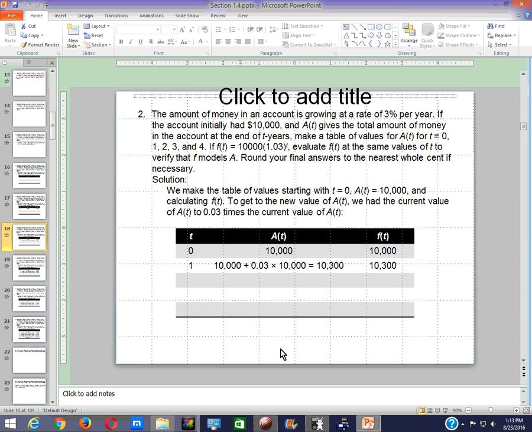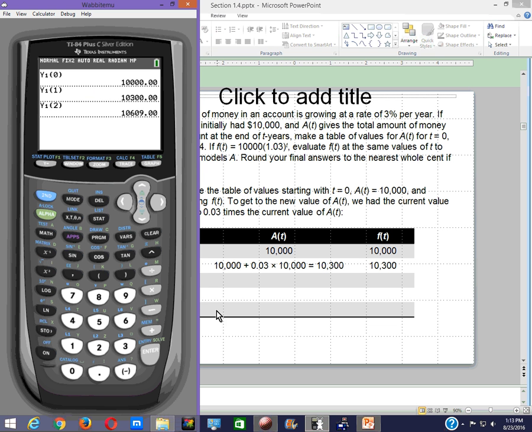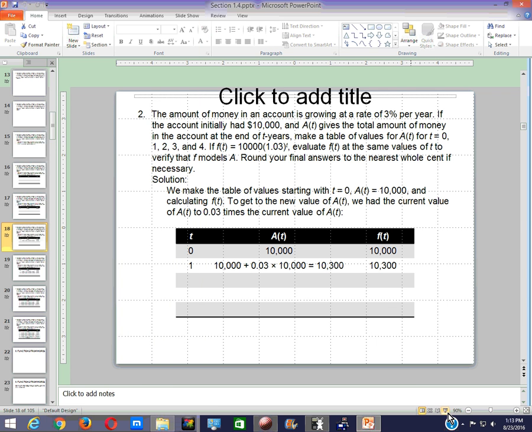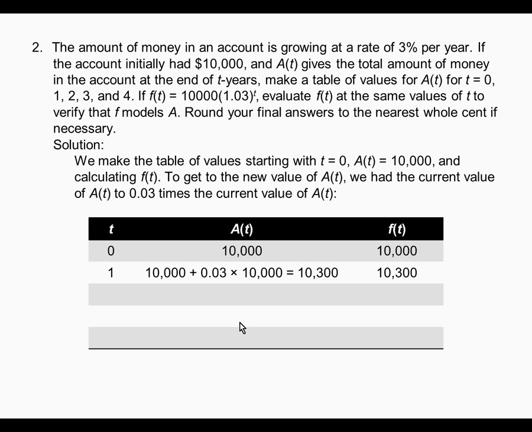Let's see what happens when I do the table. Just so you can see what's happening here, I'm going to have 10,300 plus 0.03 times 10,300. Notice they do in fact agree. So that's what happens on this row.